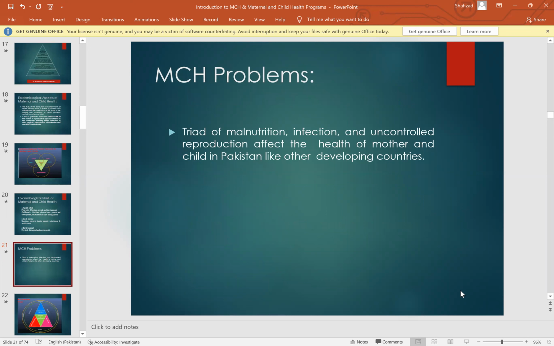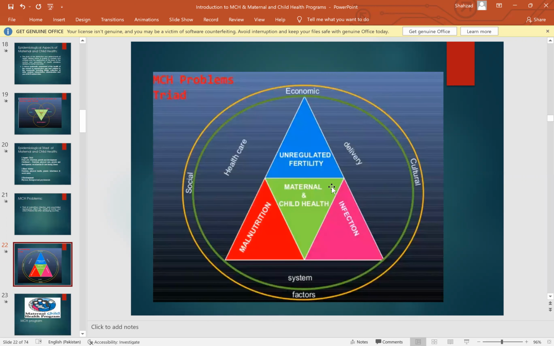MCH problems: the triad of malnutrition, infection, and uncontrolled reproduction affect the health of the mother and child in Pakistan like other developing countries. And if we see, it's the triad, which includes unregulated fertility, infections, and malnutrition. It is the healthcare delivery system and the different factors which affect the economic, cultural, and social aspects.